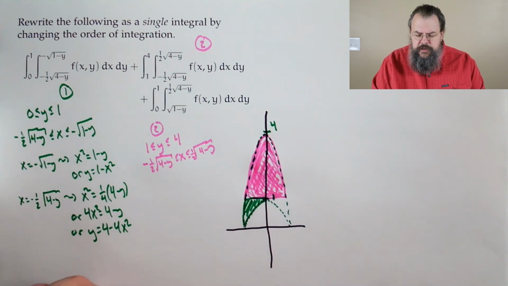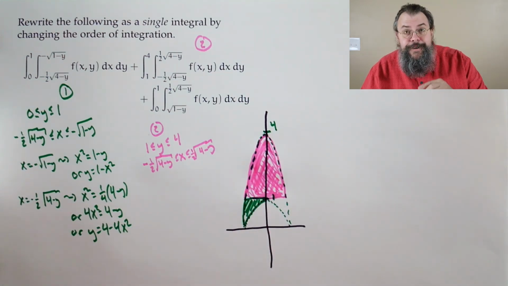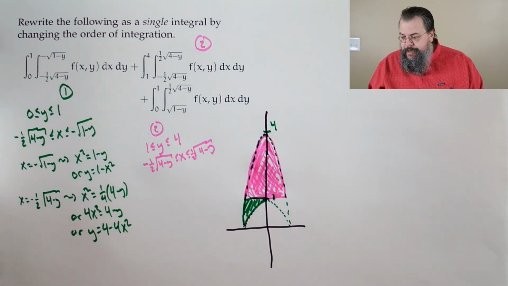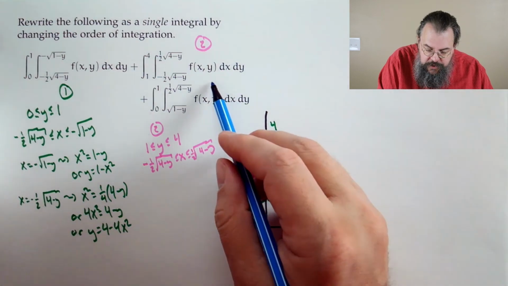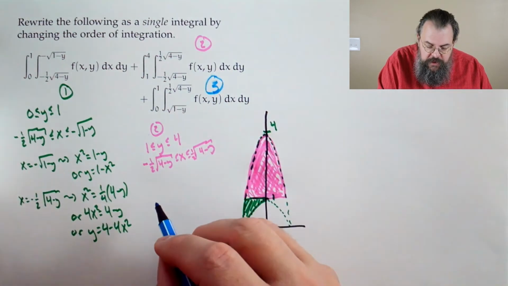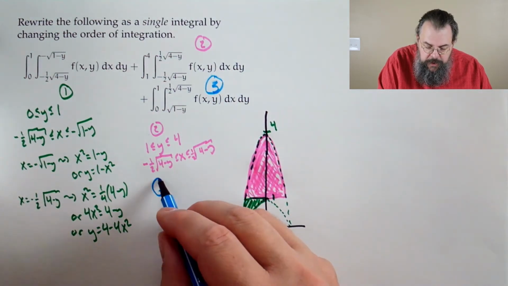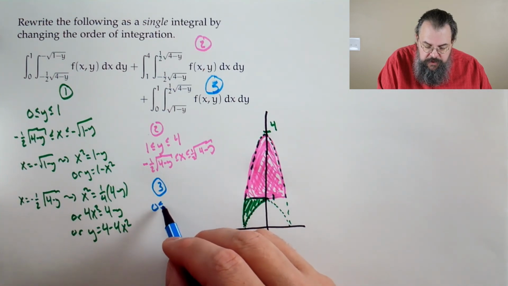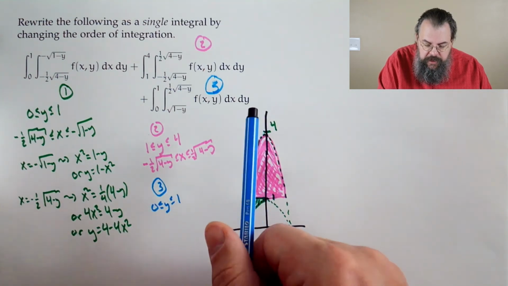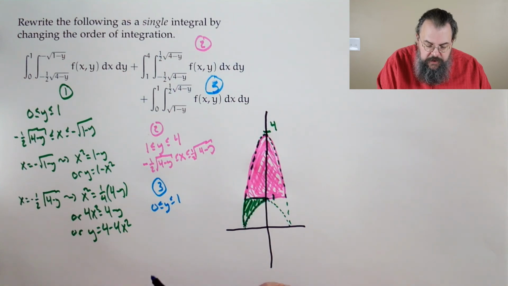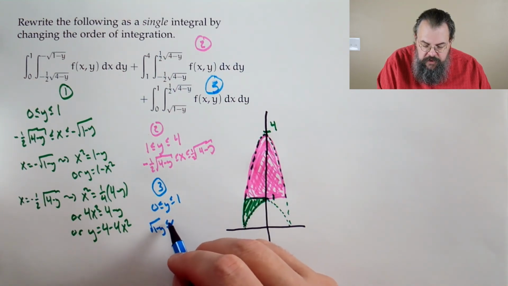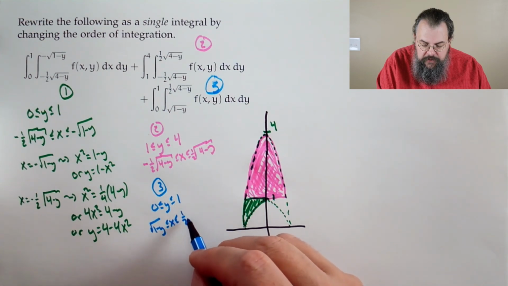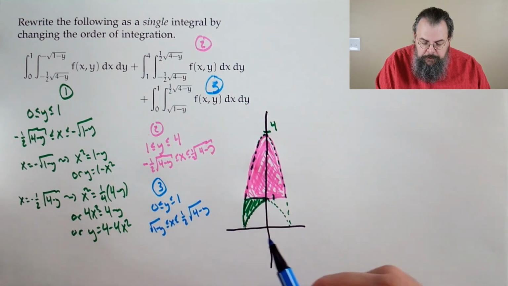There's our first two integrals. One integral to go. I think I see where it might be. Well, let's be careful though. What does our third integral become? So we have 0 less than or equal to y less than or equal to 1. That's our outer layer. And then our inner layer says square root of 1 minus y less than or equal to x less than or equal to 1/2 square root of 4 minus y.